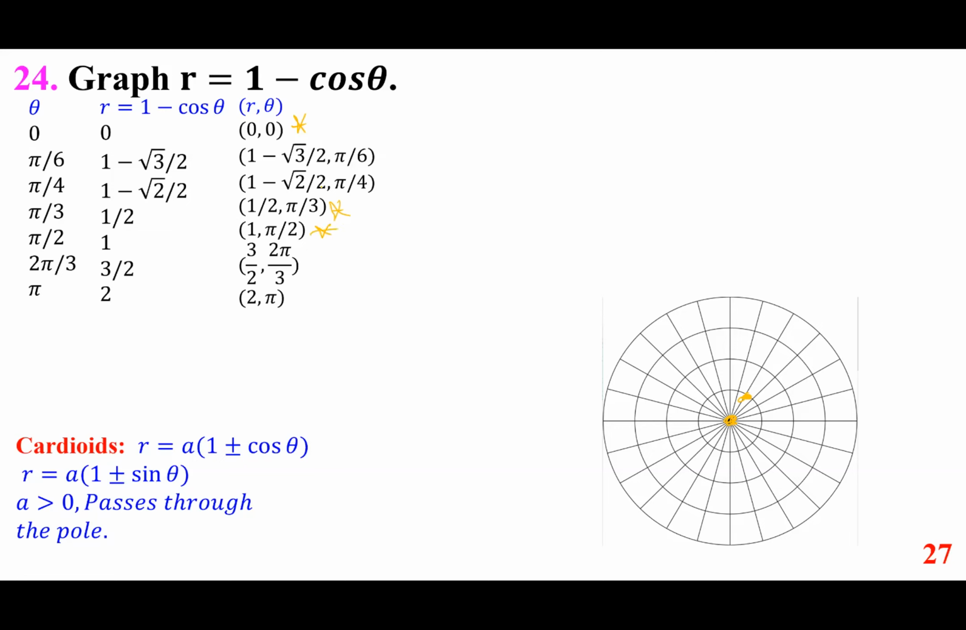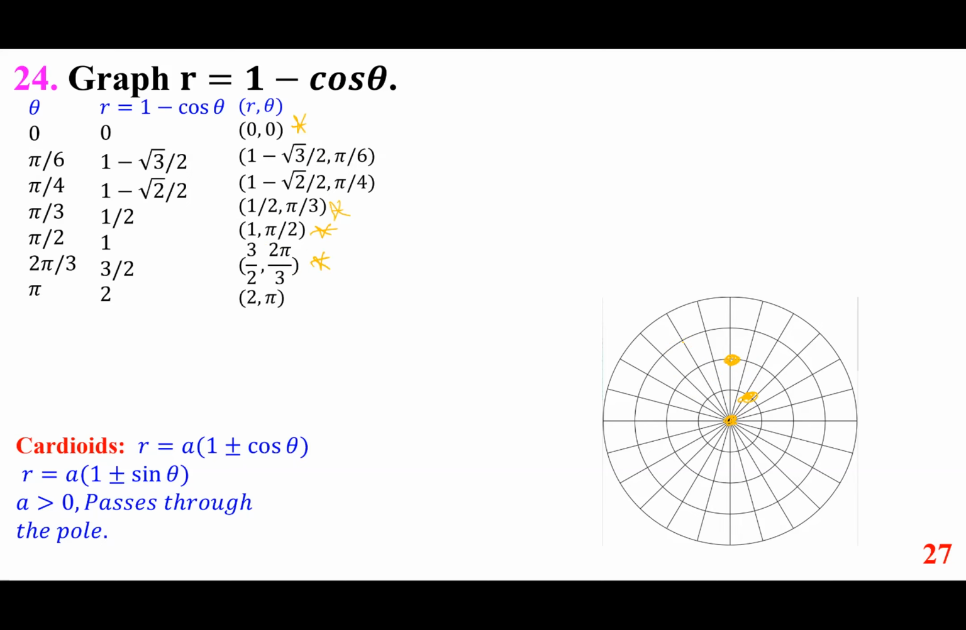Oh, 1 and pi over 2, by the way. If you plug in pi over 2, cosine is 0. So 1 and pi over 2. I should really go here and then maybe here. And then 3 halves, 2 pi over 3. So 2 pi over 3 means 120 degrees. So somewhere here.